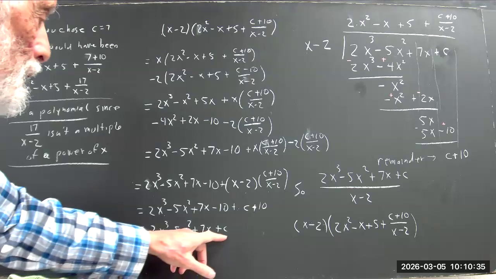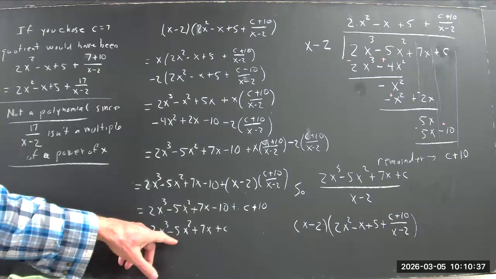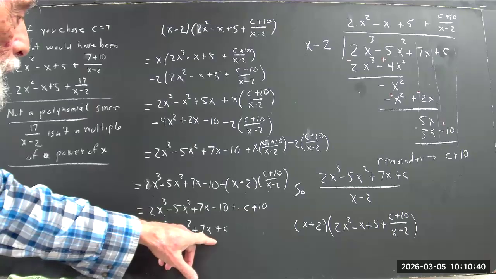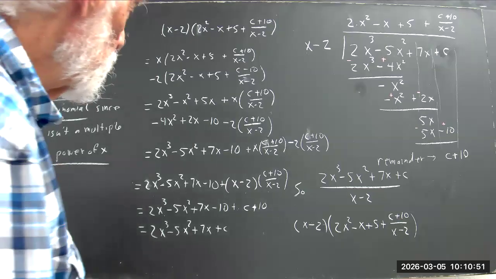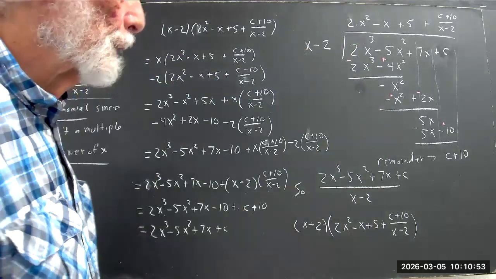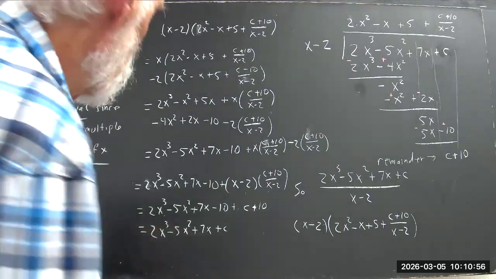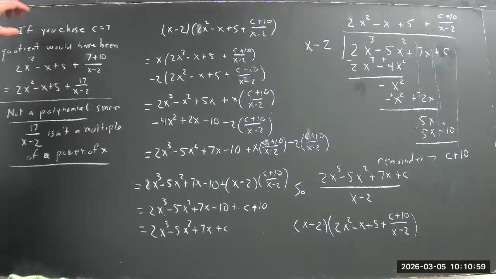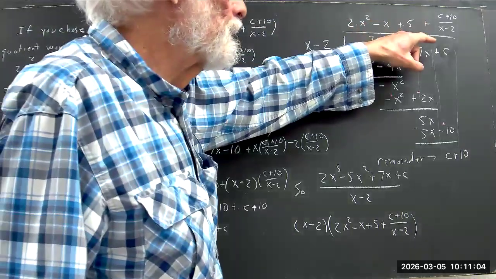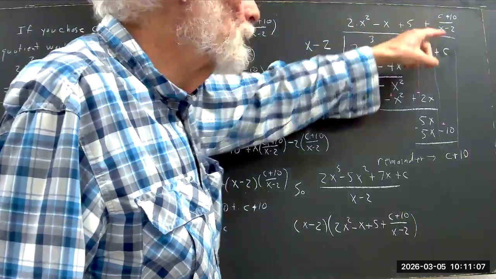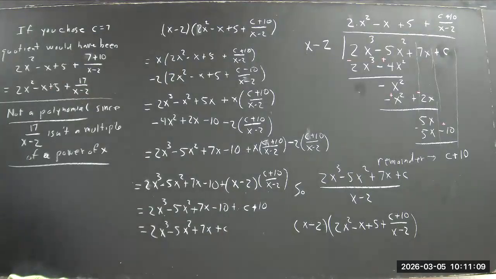Or look at the expression we ended up with, 2x cubed minus 5x squared plus 7x plus c. Well, again, if you can find the c that doesn't give us a remainder, then the quotient would have 0 remainder. Okay, what value would c not give us a remainder? Take a minute to think about that.